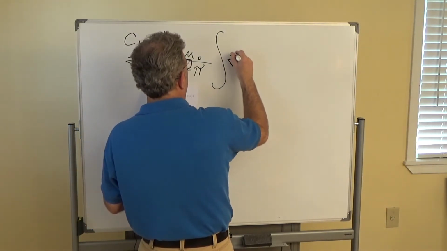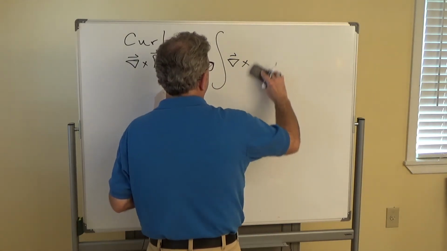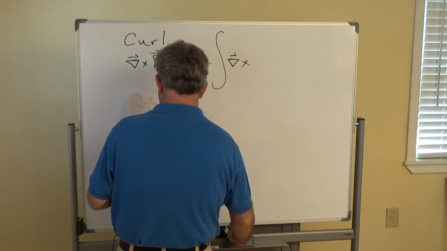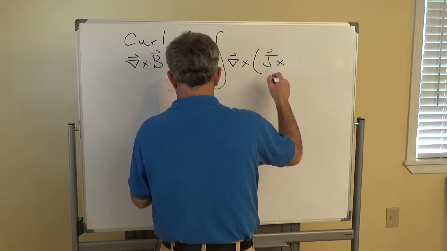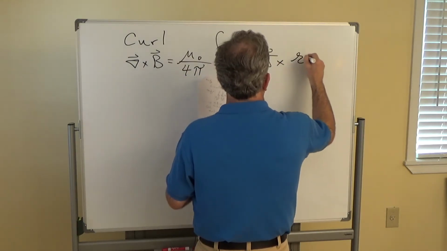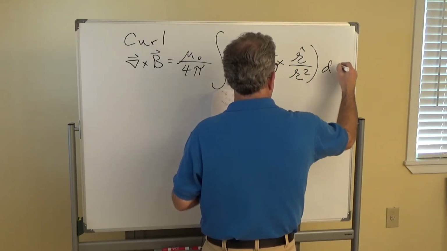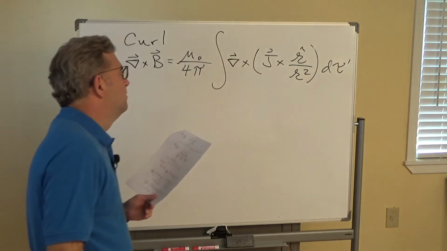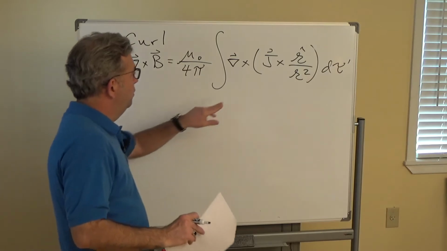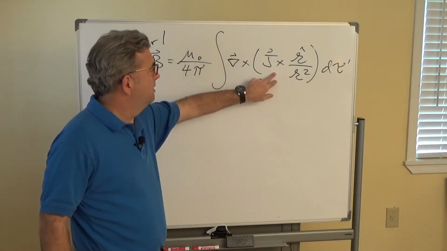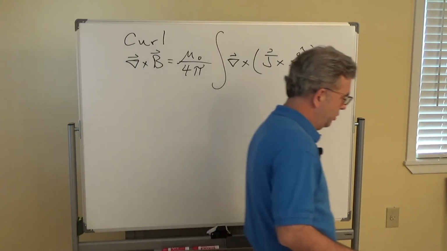This is del cross B, but we're substituting in here: J cross script r hat over script r squared d tau prime. Okay? So we're going to use another one of those vector identities to handle this cross of a cross. And I'll show you that.